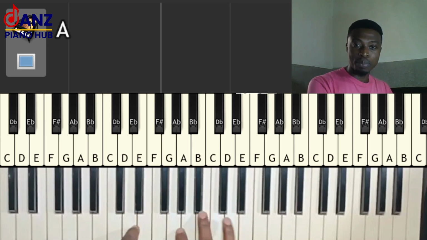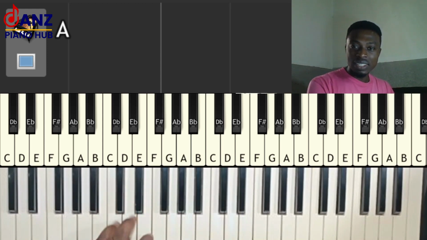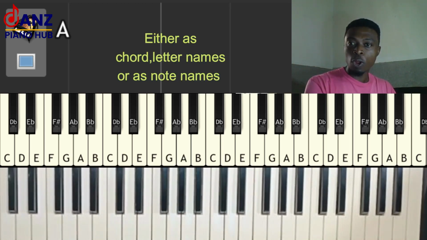So for the keyboard, you play keys. We refer to these keys as notes. And every note has a name. Now, basically, we have two ways we name our notes. We either refer to them using what we call chord names, or using what we call our letter names or our note names.